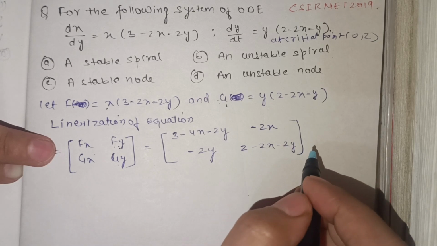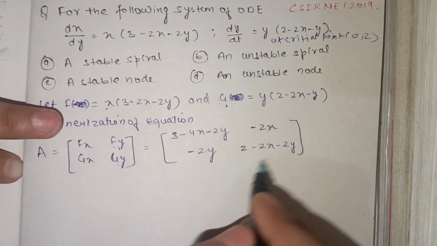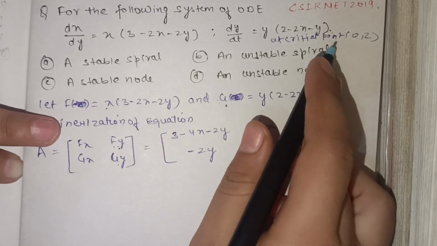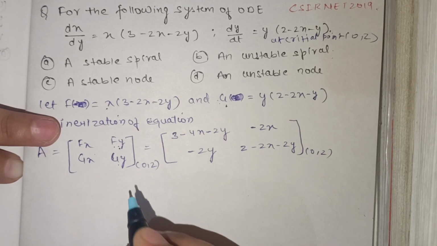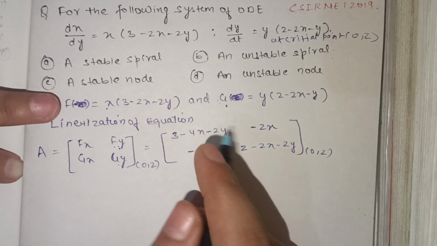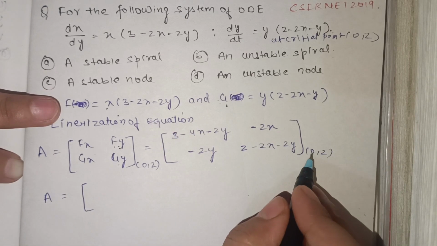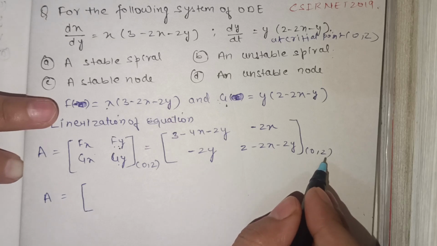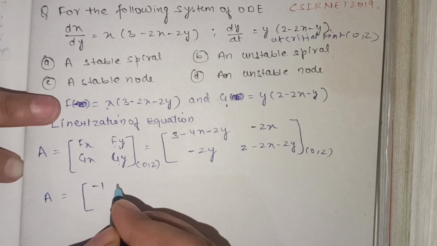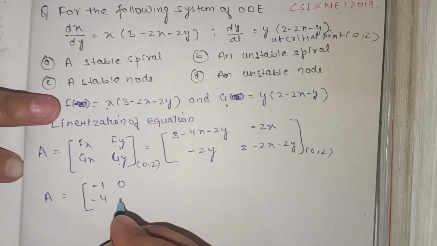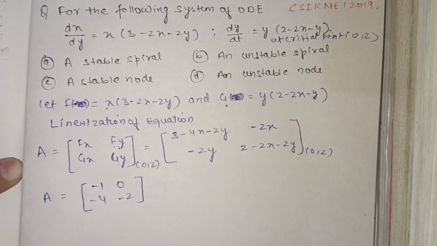Here we have to find the value of this matrix at critical point (0, 2). We have to linearize this equation at critical point (0, 2). If we put 0 in place of x and 2 in place of y, we get the matrix [[-1, 0], [-4, -2]]. If we put this here, we see that A is equal to this.